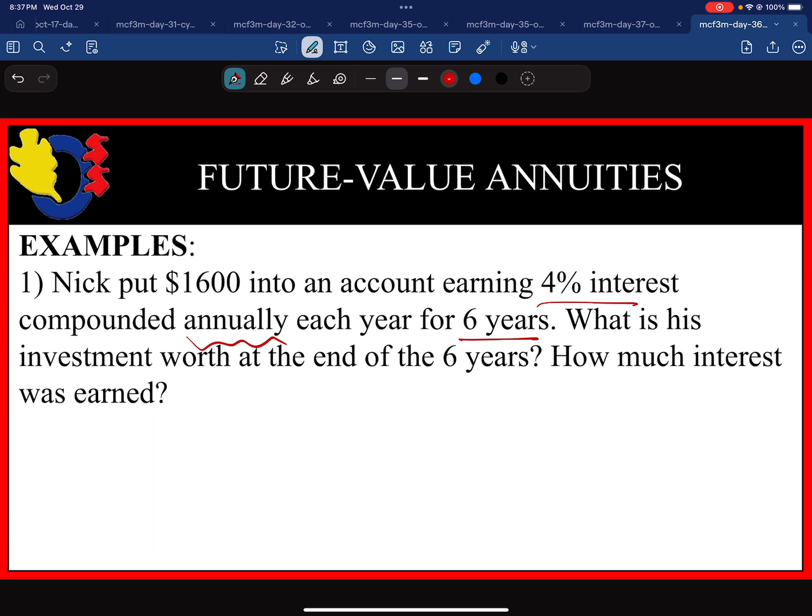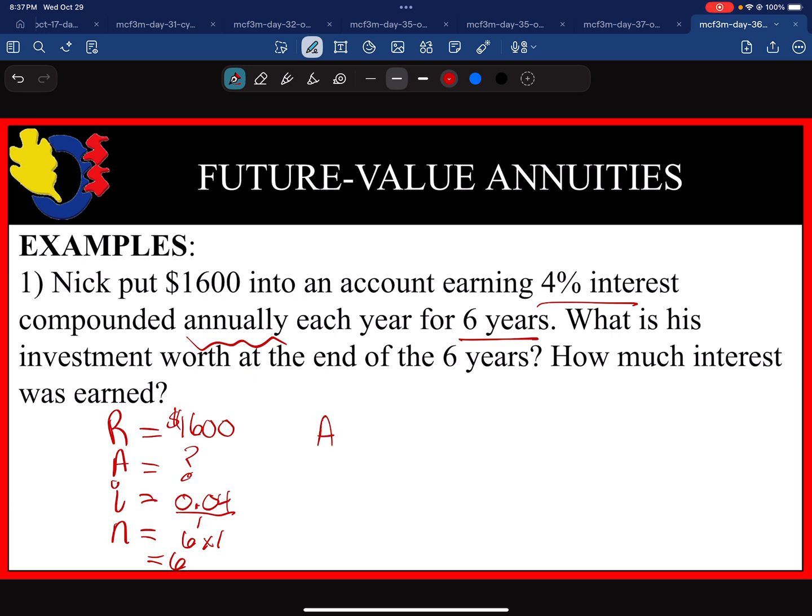I like to write down everything that I know. R-A-I-N. That's why I like to use A instead of PV, so that I can have this handy little acronym, RAIN. The regular payments are the $1,600. A is what we're looking for, so I'm going to put a question mark there. The interest rate is 4%, so divide that by 100, so 0.04. And compounded annually, so divided by 1. I don't really need to put divide by 1, but we'll do it for illustrative purposes. And n is 6 times 1.